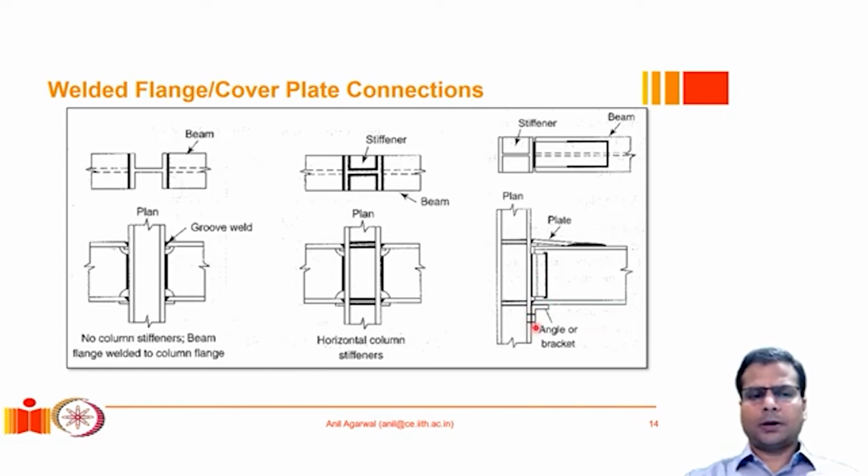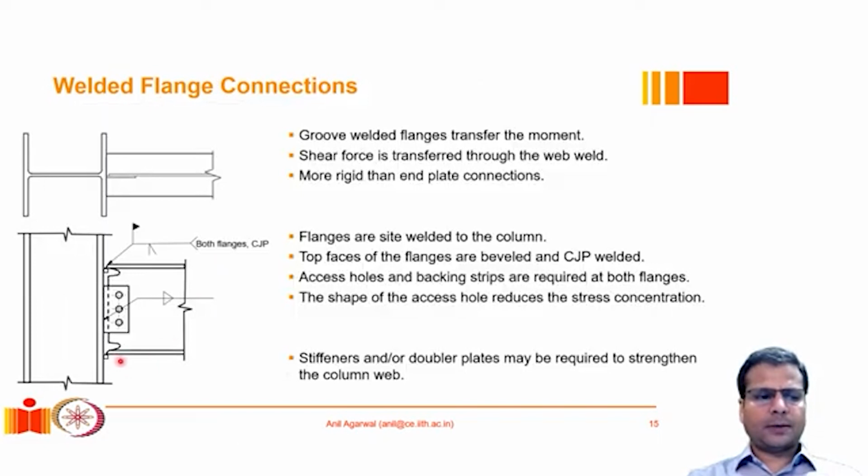So in this lecture we will discuss the force transfer mechanism and design considerations for these types of connections, and then we will do one example. So here you can see in this diagram a typical rigid connection wherein the beam flanges are directly welded to the column. As we have discussed, the beam flanges are groove welded and they are meant to transfer the design moment capacity, the moment demands. And the shear force is transferred through the web.